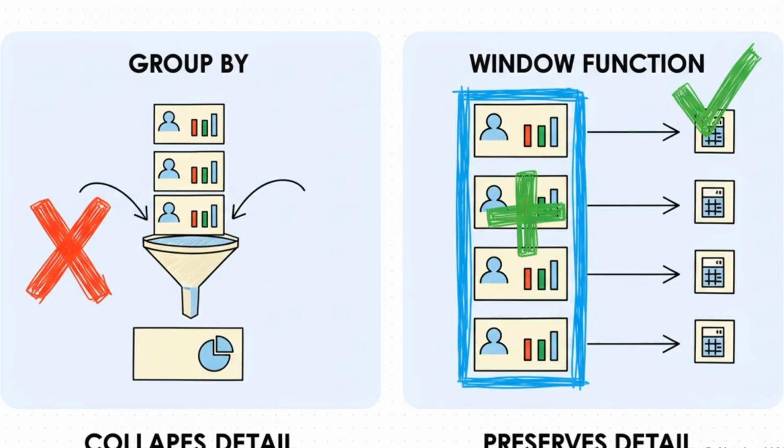See, GROUP BY on the left, it just collapses everything. But a window function, using that special OVER clause, sort of looks at a window of rows, does the calculation, but leaves all the original rows intact. So you get the aggregate value on every single row. For analytics, this is absolutely essential.